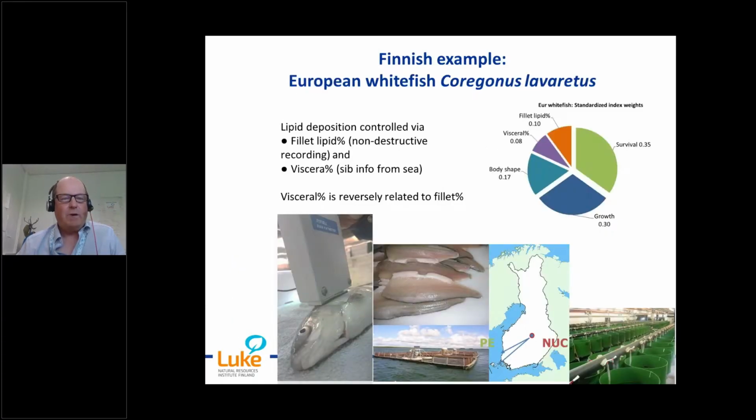And we combine this with information from the fish which are slaughtered, from which we get the visceral percentage, which is simply the waste percentage of the fish. This visceral percentage is inversely related to fillet percentage, but we have two lipid traits that we can use in a breeding program to control lipid deposition. And we include them in a selection index. We have indications that this should improve FCR, but we perhaps would need more information still.